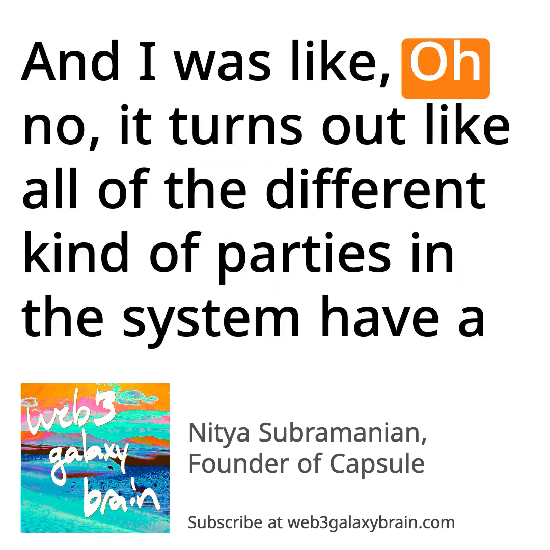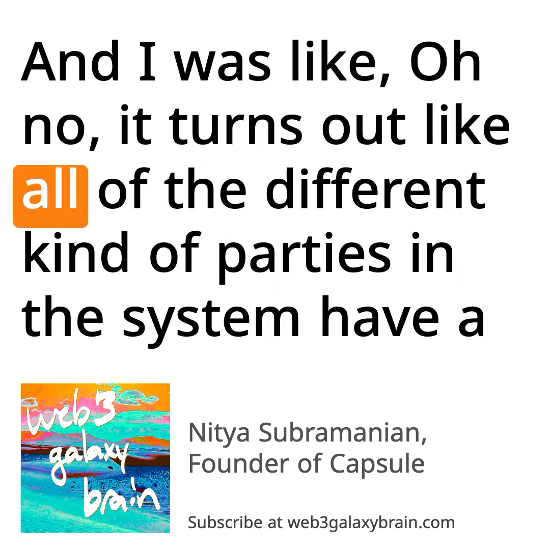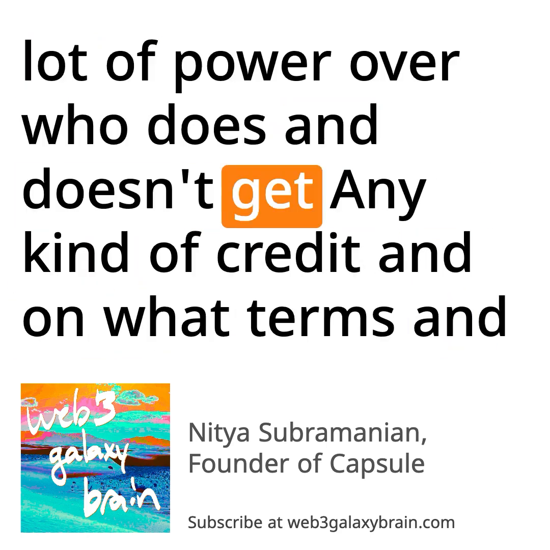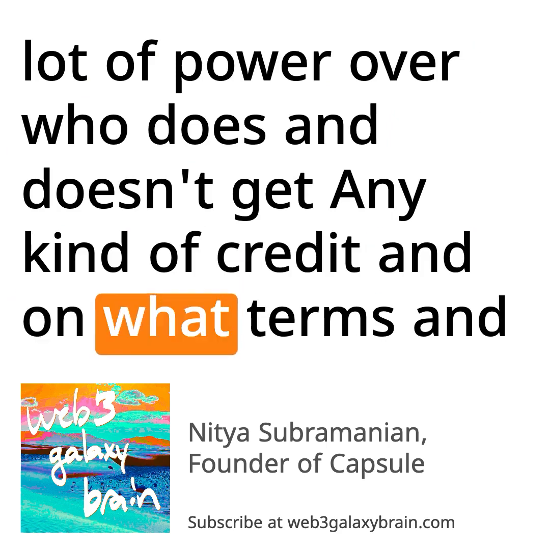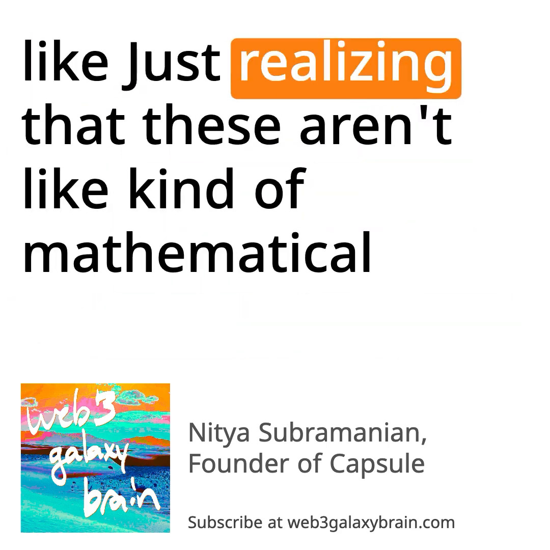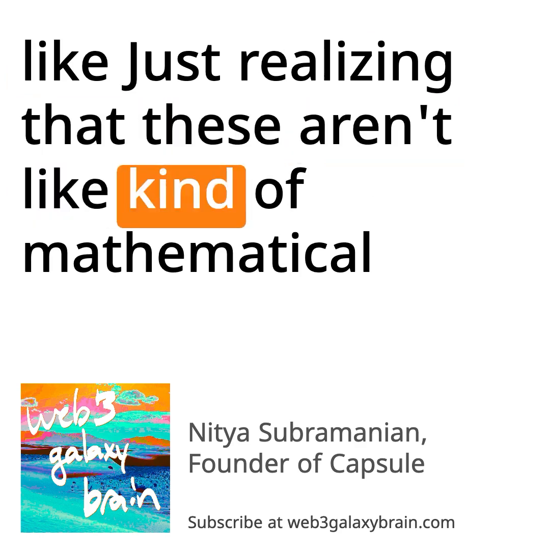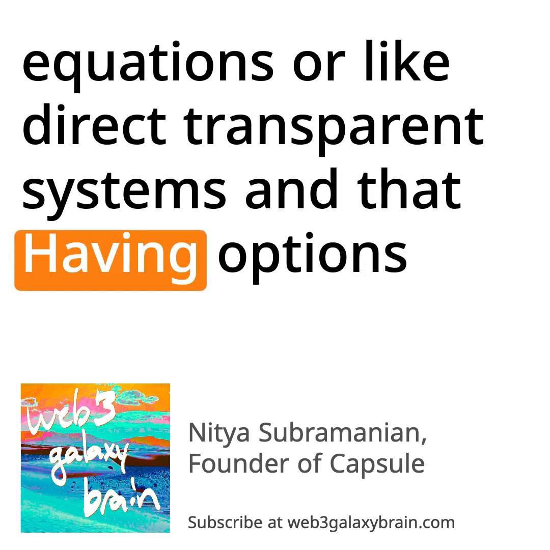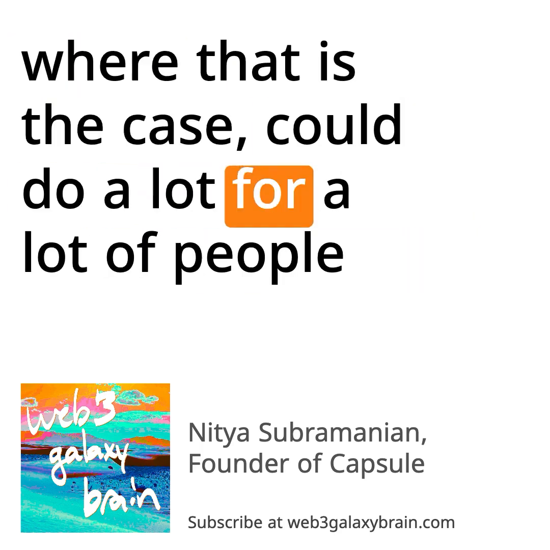And I was like, oh no, turns out all of the different parties in the system have a lot of power over who does and doesn't get any kind of credit and on what terms and things like that. And that was really a wake up call for me. It was just realizing that these aren't mathematical equations or direct transparent systems, and that having options where that is the case could do a lot for a lot of people.